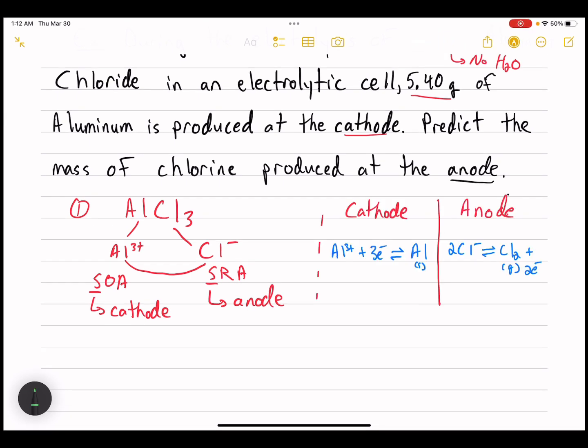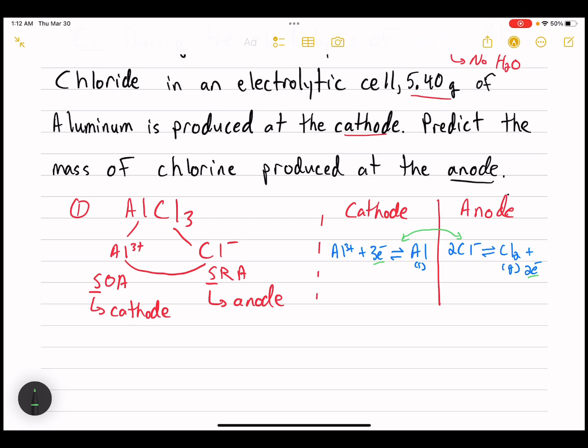And what we're going to do is set up half reactions at both the cathode and the anode. So here I have the reduction of aluminum at the cathode. Al3 plus 3 electrons gives you Al solid. And then I have the oxidation of the chloride ion at the anode, and that would produce chlorine gas at the anode. Now I want to combine these two reactions, and in order to do that, I have to find the lowest common multiple between the 2 and the 3 here so that we can remove the electrons from the final reaction, because the processes of oxidation and reduction should balance the electrons that are lost and gained.